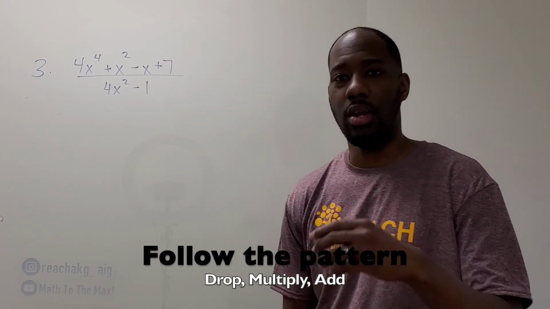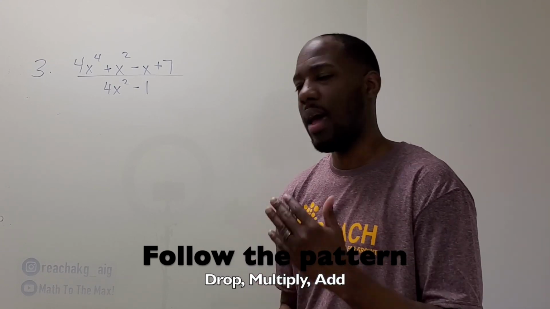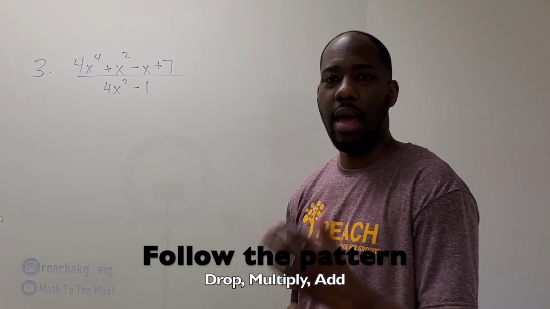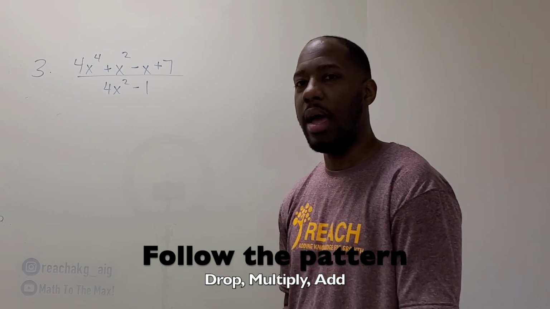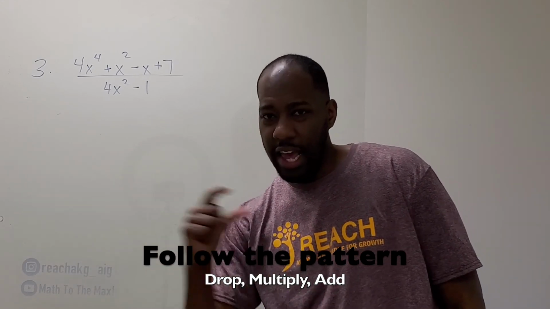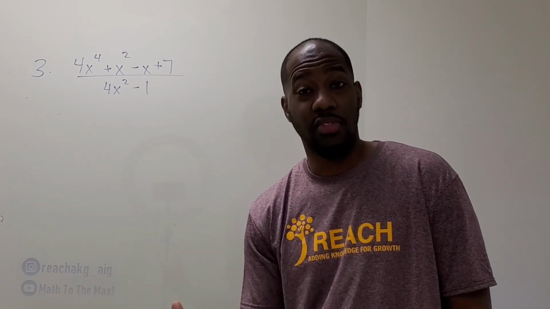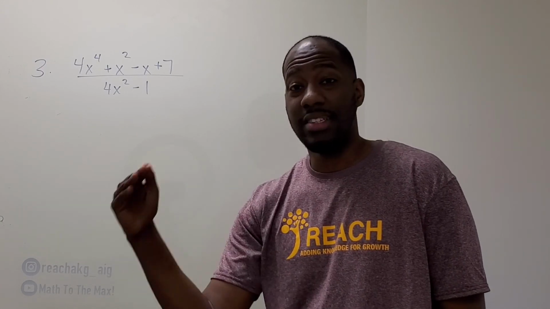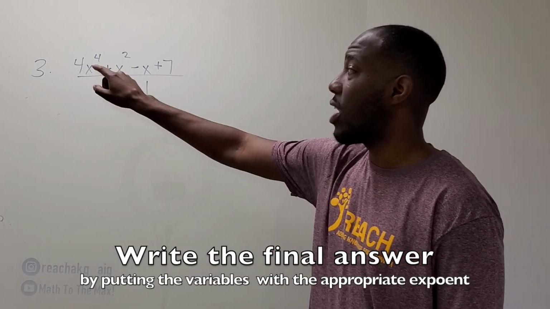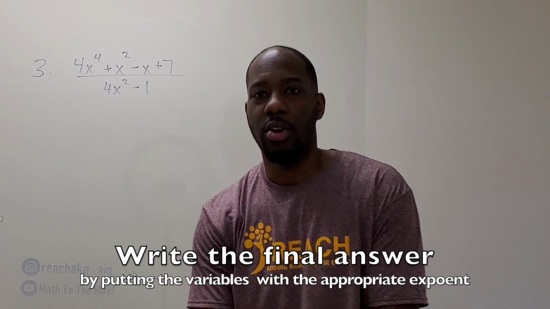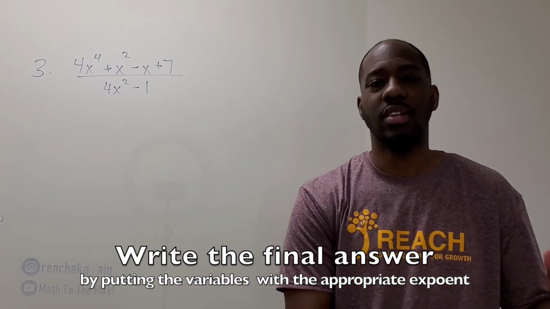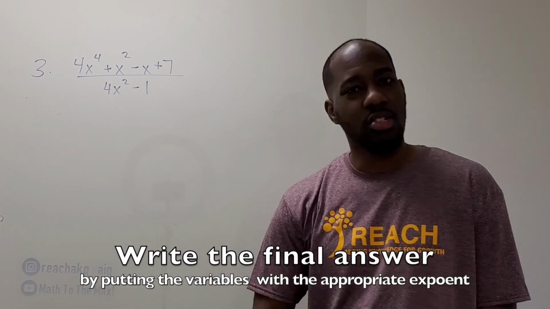And then you do the pattern. Drop, multiply, add. Drop, multiply, add. Drop, multiply, add. When you get that answer at the bottom, those will be the coefficients of the answer. You just go down in descending order based on the exponent. So since I started out with x to the fourth, then it would have been x to the third, x to the second, x to the first, and then your constant. That would have been the answer. You're done.